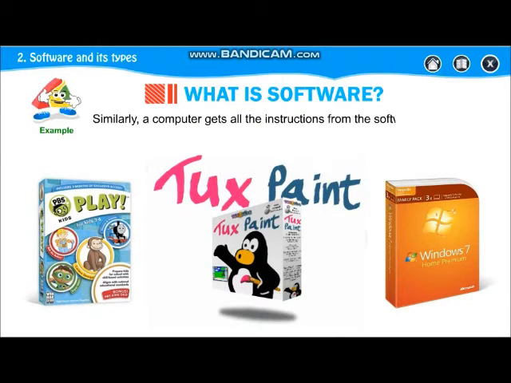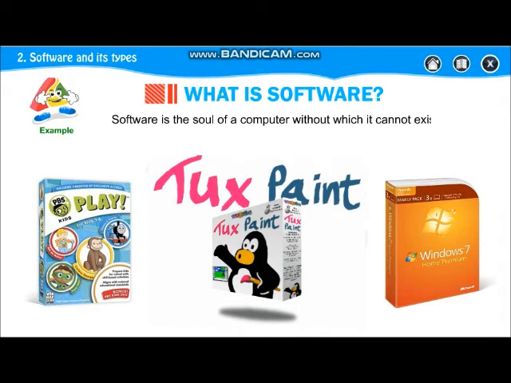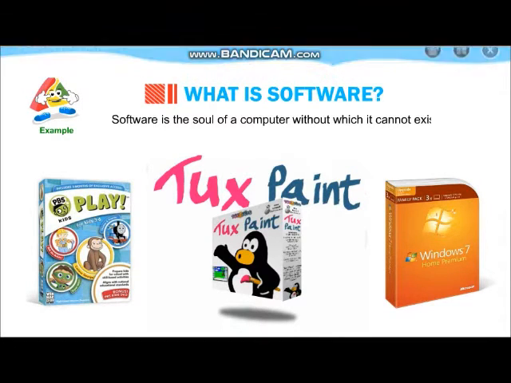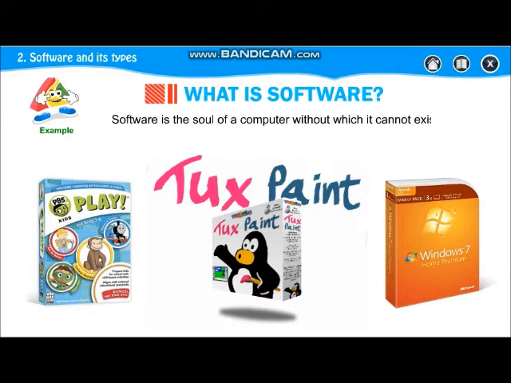Similarly, a computer gets all the instructions from software. Like you get instructions from the brain, so the computer gets instructions from software to perform various tasks. We can say software is just like the soul of a computer and hardware is the body of a computer. Okay?